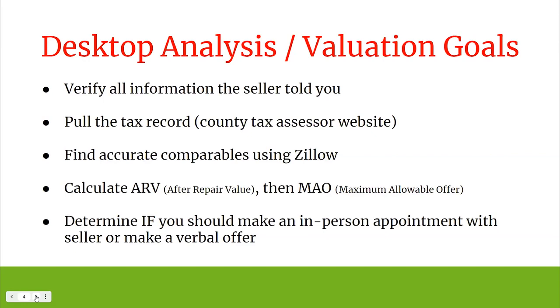Next step, calculate ARV, which is the after repair value, after it's fixed up and beautiful or rent-ready condition, whatever type situation you're looking at. And then you want to use a formula to figure out your maximum allowable offer, or the most you can pay for that house and still have it make financial sense for your business. At that point, we determine if it's an appointment that we want to try to make in person and meet with the seller, or if we're just going to make a verbal offer. So we see a lot of verbal offers, and we don't go to a lot of in-person appointments since COVID, since last year came around.